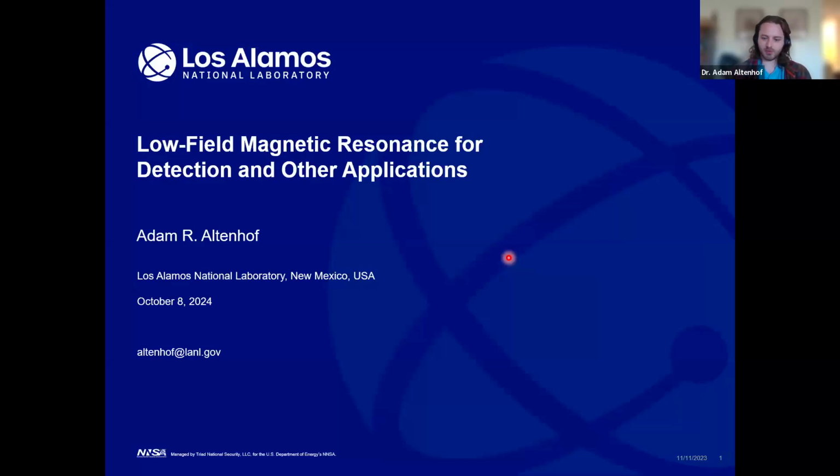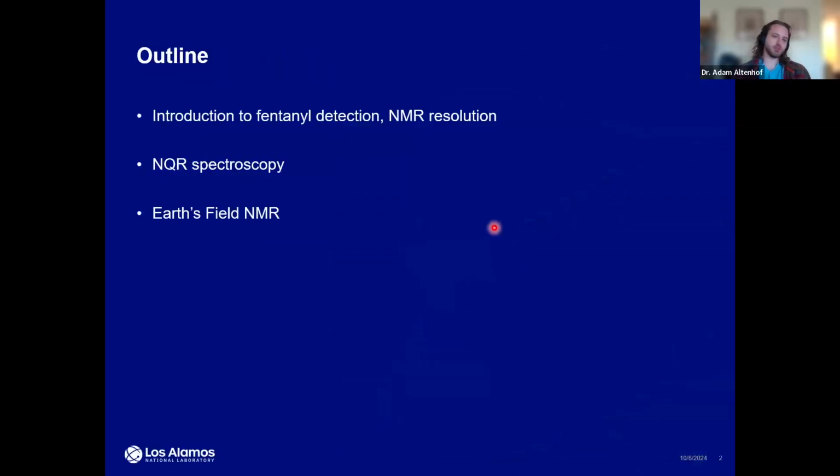And we'll jump into it here. So, just a brief overview. This is basically split into two parts. I want to talk about zero field, solid state, nuclear quadrupole resonance, and then I'll finish up by talking about Earth's field NMR that we use in solution state.